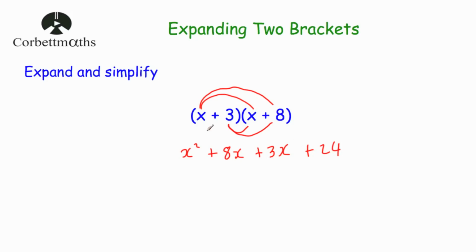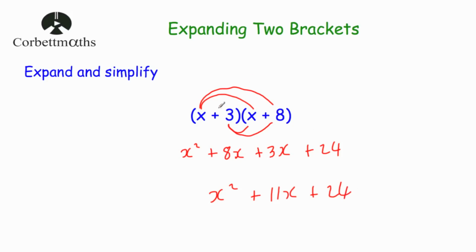So if we had the brackets x plus 3 bracket x plus 8 and we were asked to expand it, we would get x squared plus 8x plus 3x plus 24. Now you notice we've got some like terms here. We've got 8x and 3x. So we've been asked to expand and simplify, so we need to collect those like terms. We need to add together our 8x's plus 3x's. And 8x's plus 3x's is 11x's. So our final answer would be x squared plus 11x plus 24.